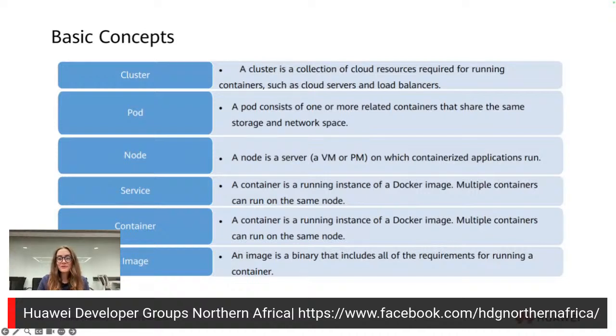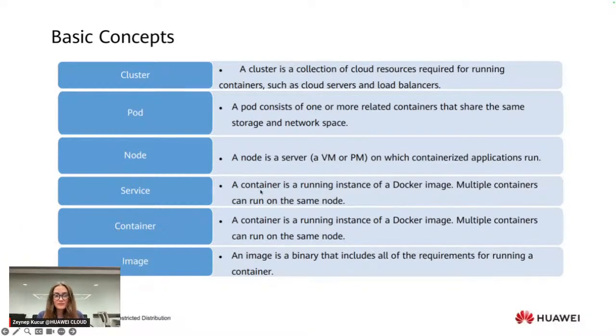Next, we're looking at a node. That's actually a server, either a virtual machine or a physical machine where your containers run. And if you look at the service, this is an abstraction that groups several pods into a single unit. It makes it easier to manage access to them, sort of like a microservice. And a container, simply put, is a running instance of an application packed in a Docker image. And the image, well, think of it as a blueprint for a container, containing everything it needs to run. So we covered the basic concepts for the CCE.